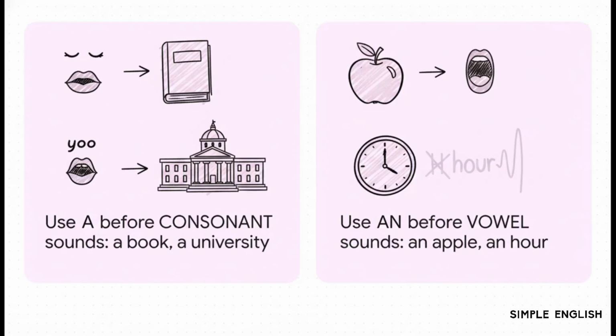Check this out. We use a before consonant sounds. A book. Easy. But look at this one. A university. Wait, but university starts with a U, a vowel. But what's the sound? It's U, like the letter Y. That's a consonant sound. Now, on the other side, we use an before vowel sounds, like an apple. But then we have an hour. The H is totally silent. The first sound you actually hear is ow, a vowel sound. See? It's all about what your ears tell you.